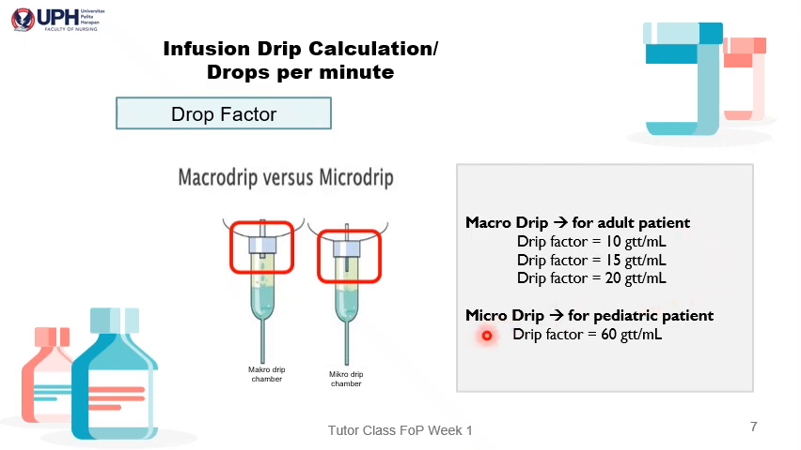And we have what we call micro drips. This is for pediatric patients, and the drip factor will be like 60 drops per milliliter. So it's very, very tiny.